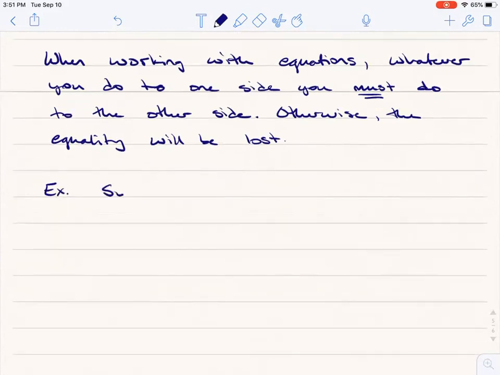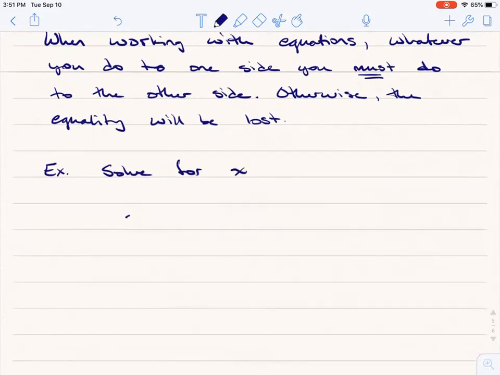Let's solve for x here. If we have 3x plus 2y equals 10x minus y. Right. Now we've got two variables. We've got x's, we've got y's. I don't see any others though, so that's nice.